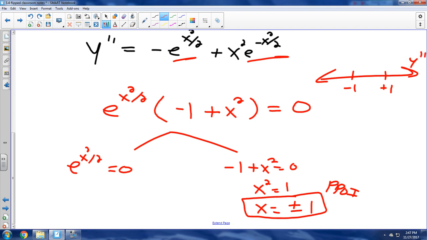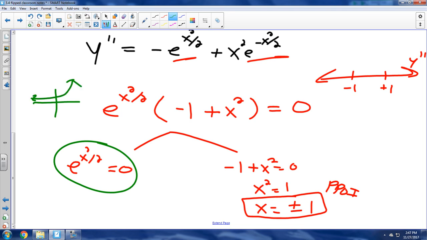Y double prime number line. And then I'm going to look at this. Let's just talk about this for a moment. Is e to the x ever negative? No. E to anything is always going to be positive. So this is never going to hit 0. There's a horizontal asymptote there. It's never going to happen. So no possible points of inflection from this one. It doesn't really matter to us.